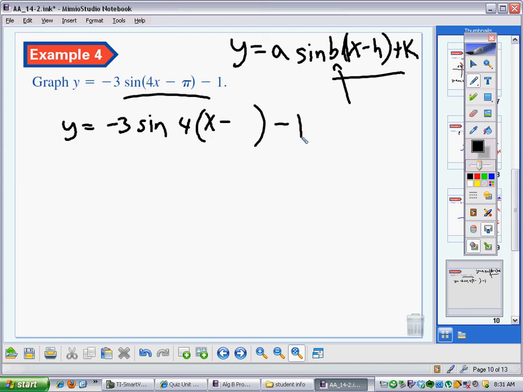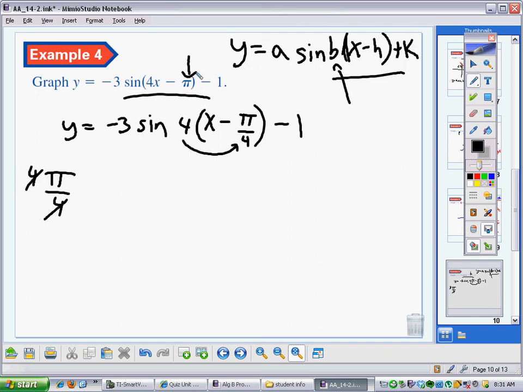Anybody know what goes in there? What is it? 1/4 pi, or pi/4. I wonder how we got that. If you distribute this back in, what's 4 times pi/4? Pi, which is what you wanted.